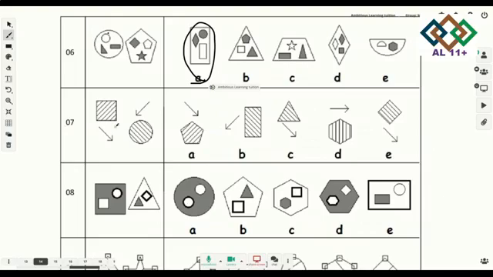Number 7 now. What's happening? Look at the arrows in this one. There has to be an arrow and another shape, one above the other. See? The shape has diagonal stripes and the arrow is at 90 degrees to the stripes. It has to be 90 degrees to the stripes. So obviously the answer would be A.